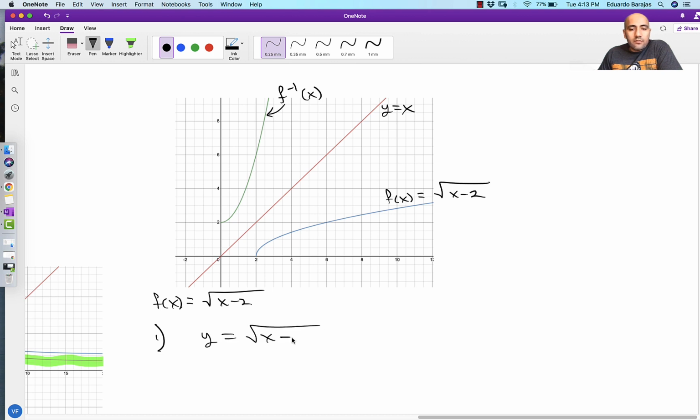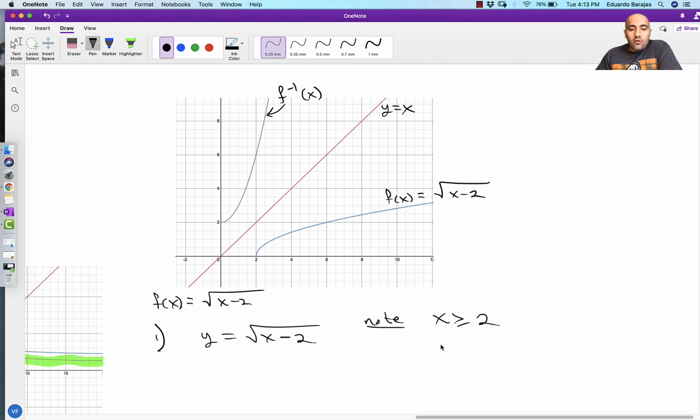and rewrite it as y equals the square root of x minus 2. Note the domain and range here. So note that this is valid for x being greater than or equal to 2. I can't input anything that is smaller than 2, because then I'll end up with a negative inside the square root, and that leads to imaginaries, and we don't want that. So x has to be greater than or equal to 2.